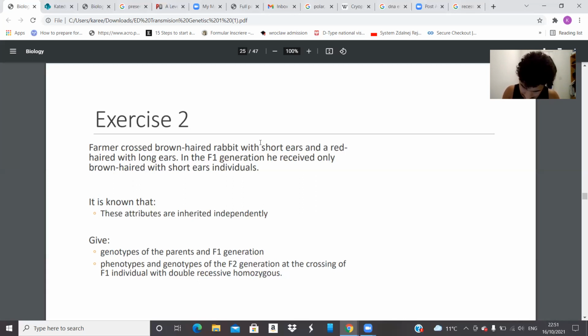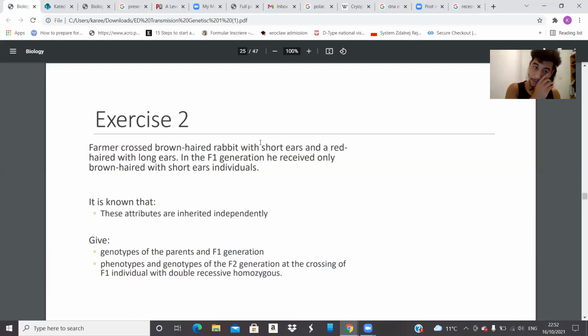So we get 4 genotypes, like so. That's a dihybrid cross. A combination of these and a combination of those. You get 4 genotypes. I made a mistake here. That's supposed to be big S, small s. And then there we go.